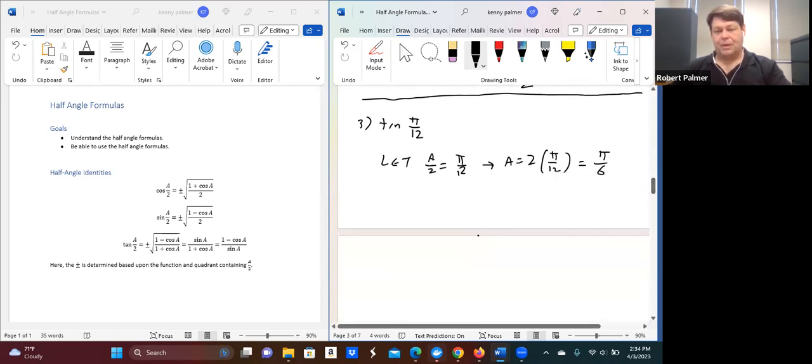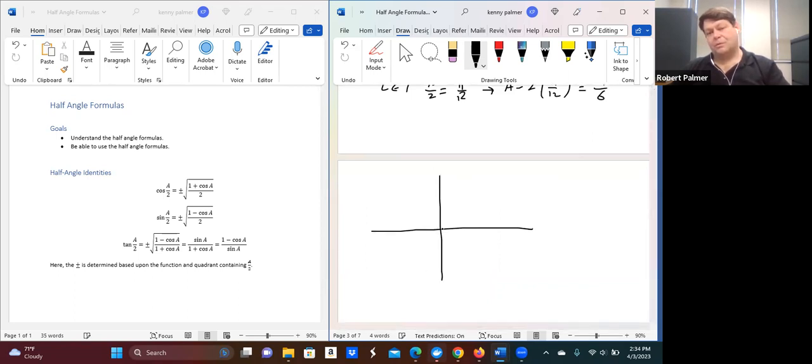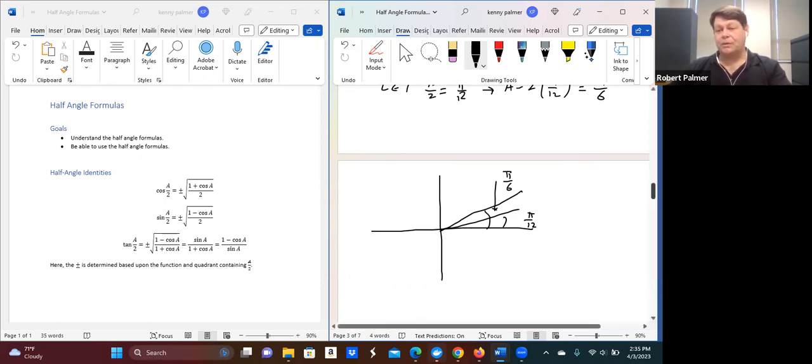Okay, now pi over 6, so let's draw this. So pi over 12 is a very small angle, about right here. Sorry, not 12 degrees, but pi over 12 radians. And then pi over 6 is twice that. And pi over 6 is actually the same as 30 degrees. So this little larger angle is pi over 6. Now, if you notice, this is actually in the first quadrant.